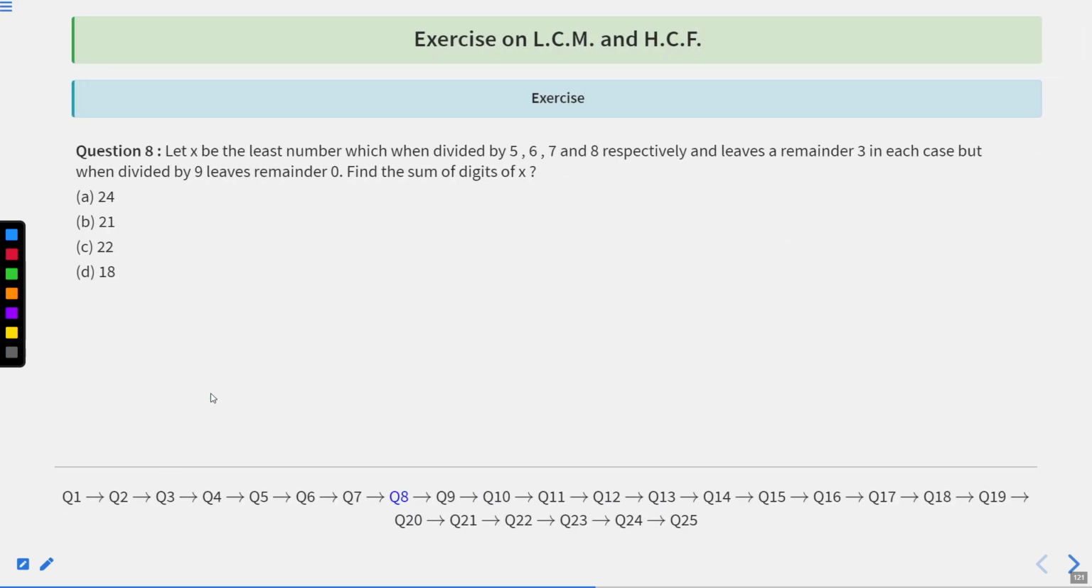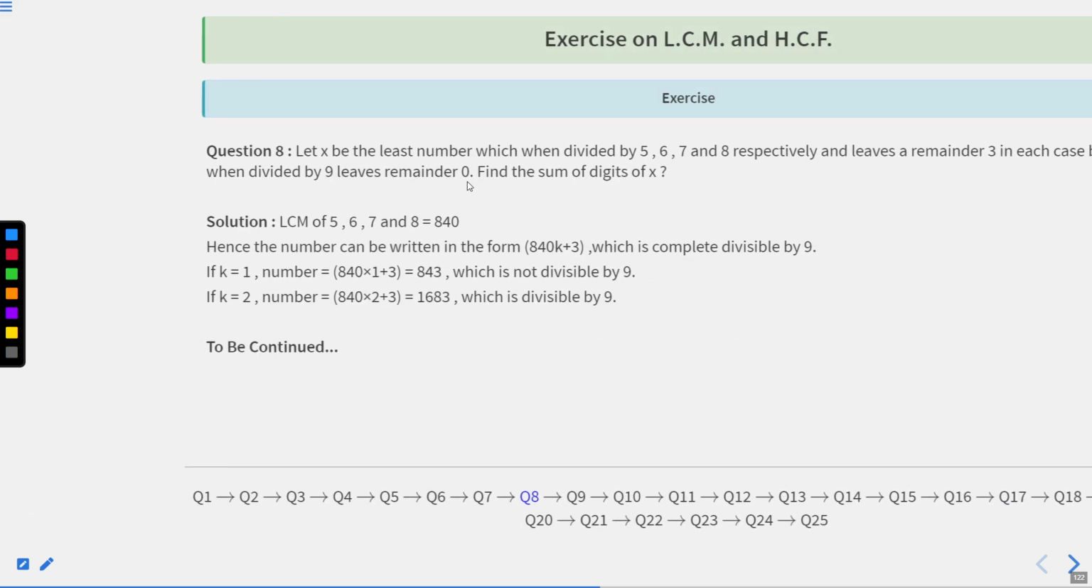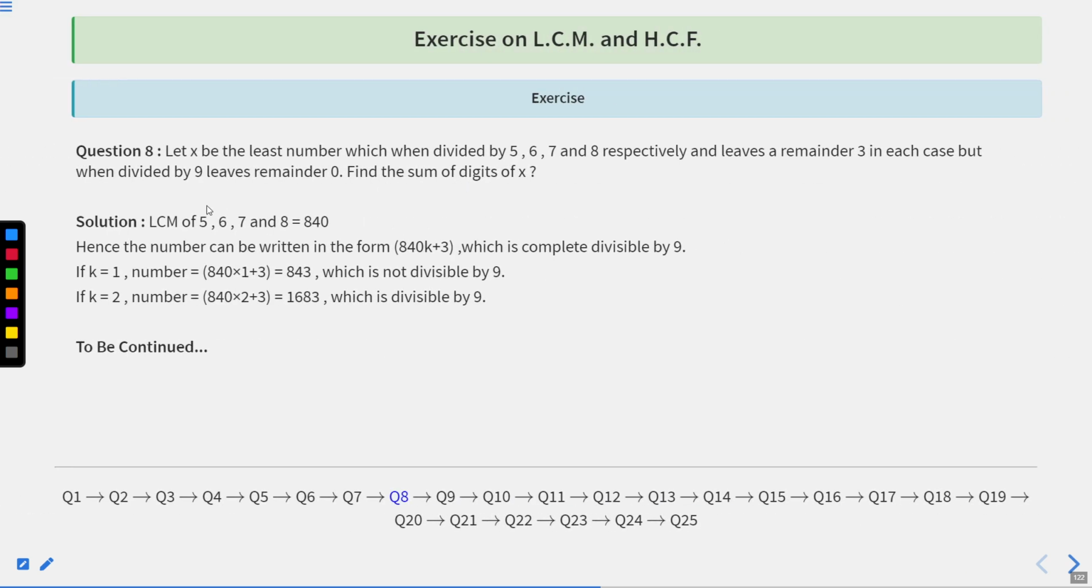Question number 8. Let x be the least number which when divided by 5, 6, 7, 8 respectively leaves remainder 3 in each case, but when divided by 9 leaves remainder 0. Find the sum of digits of x. Solution. LCM of 5, 6, 7 and 8 is equal to 840.